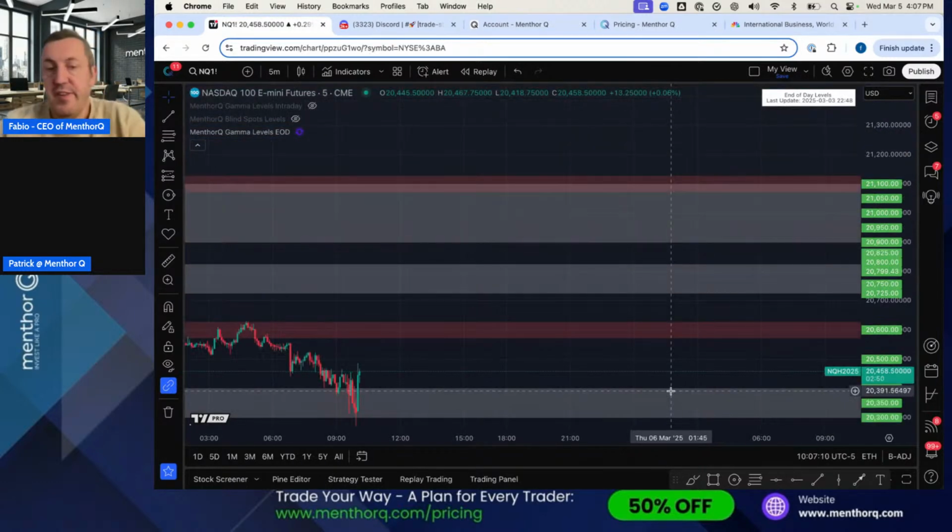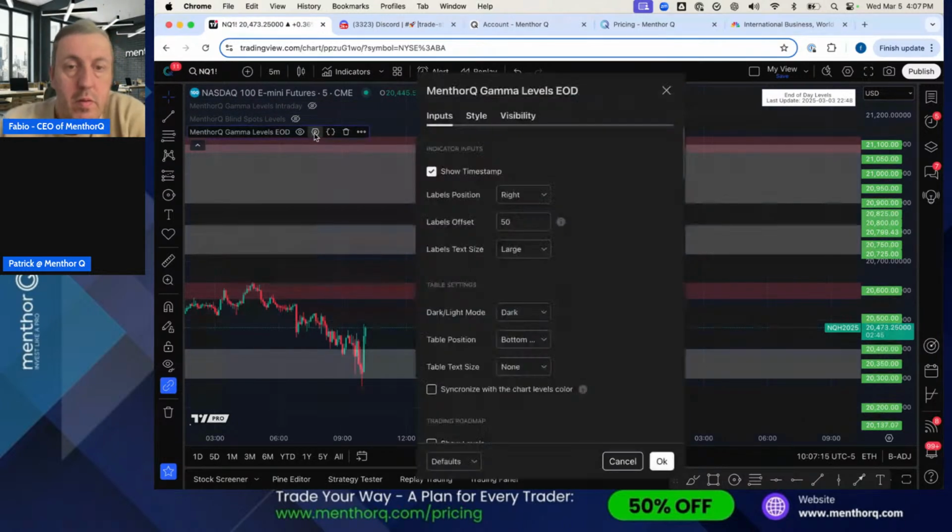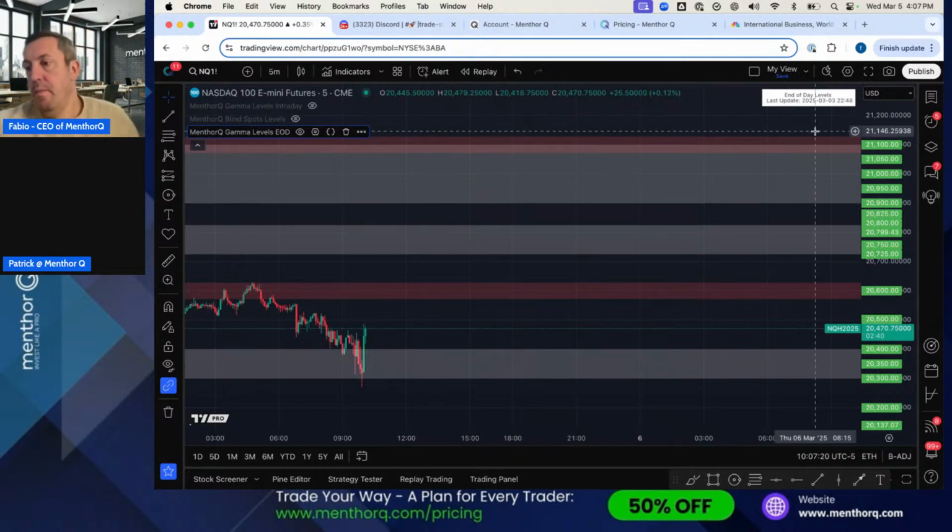All right, so this is how the indicator can look for you if you hide the levels. All right, looks good now on my side.